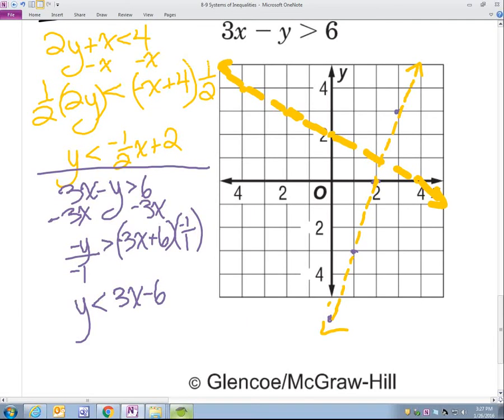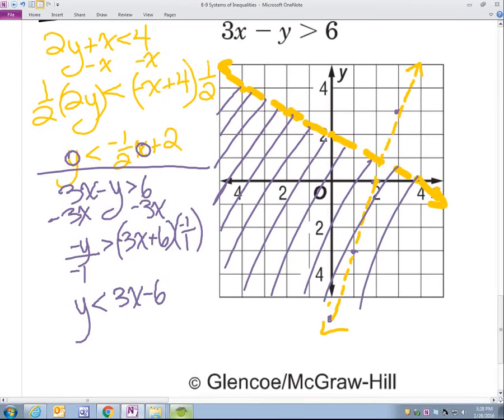All right, so there. Now I'm going to test my points here. So let's see if (0, 0) on the first one works. Is 0 less than positive 2? Yes, it is. So that means that this side here is shaded for my first one. Now let's test. Okay. Now let's test. Is 0 less than 6? No, it is not. So that means that I cannot go this way, because that's where the point is that we just tried. But I can, however, go this way.